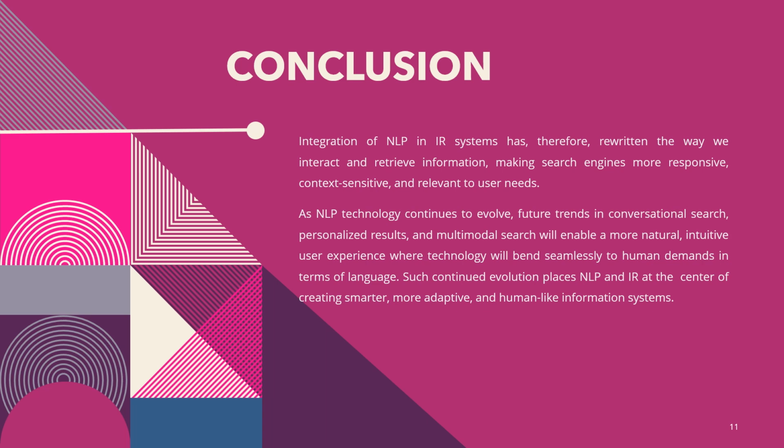However, challenges like ambiguity, scalability, and potential biases in natural language processing models require attention to ensure fairness and accuracy. As NLP advances, future trends like conversational search, personalized search, and multimodal search promise a more natural user experience where technology adapts to human language seamlessly. This ongoing evolution positions natural language processing and information retrieval at the forefront of creating smarter, more adaptive and human-like information systems. Thank you.